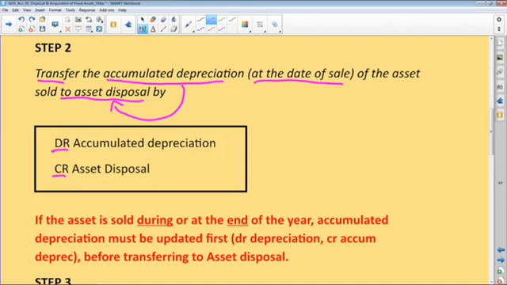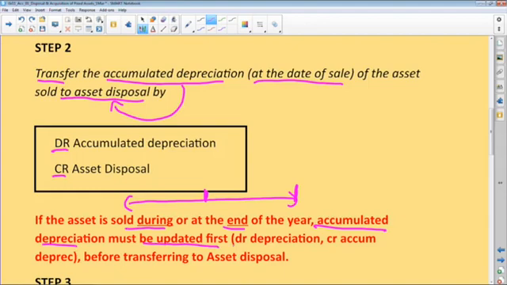If the asset is sold during or at the end of the year, you're going to come across this, right? If the asset is sold either at the end of the financial year or somewhere during the financial year, accumulated depreciation must first be updated. Okay, so how do we update accumulated depreciation?